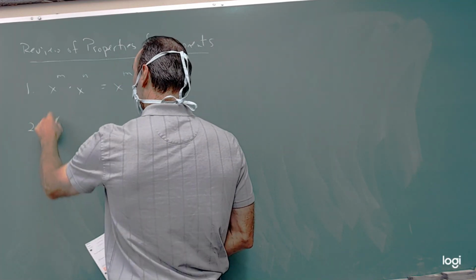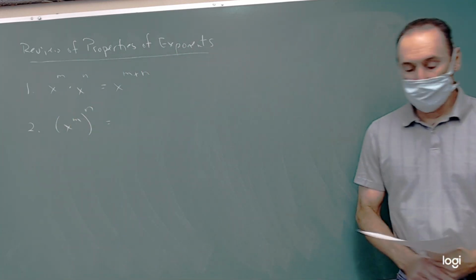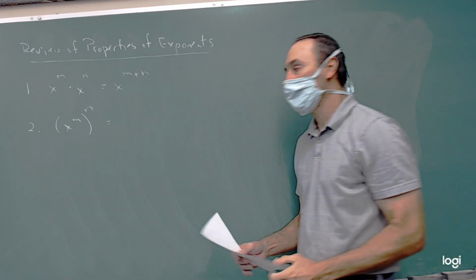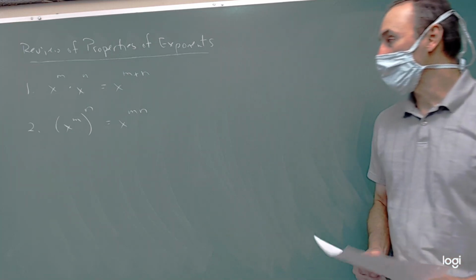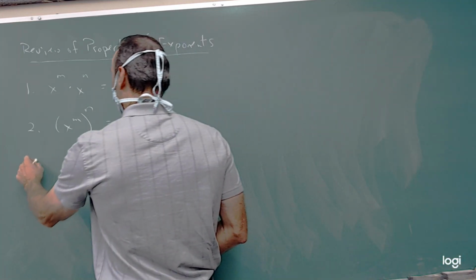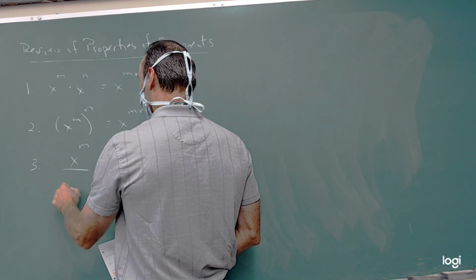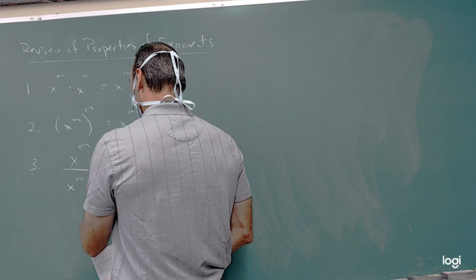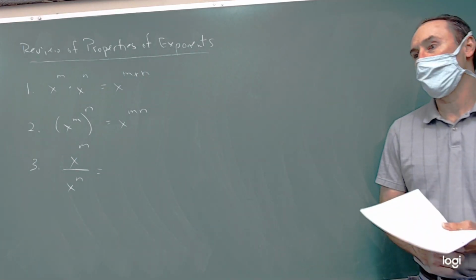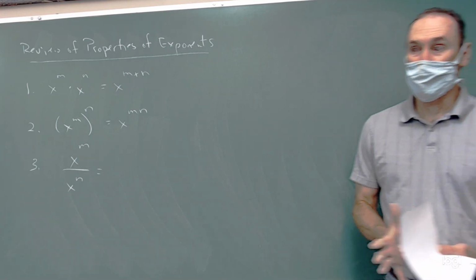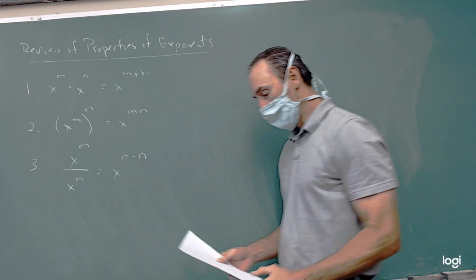Secondly, if we take a power and raise that to a power, what do we do with those exponents? Multiply them, and we get x to the m times n power. And if we have a fraction where we have the same base, x to the m in the numerator and x to the n in the denominator, then what do we do with those exponents? Subtract them. So that's going to be x to the m minus n power.